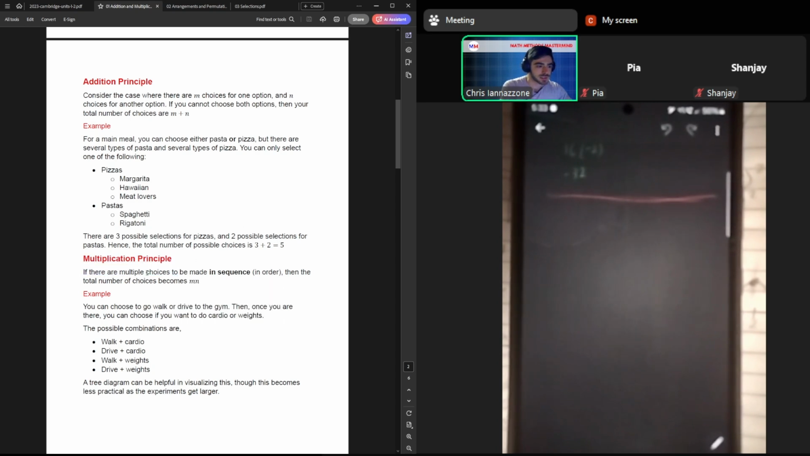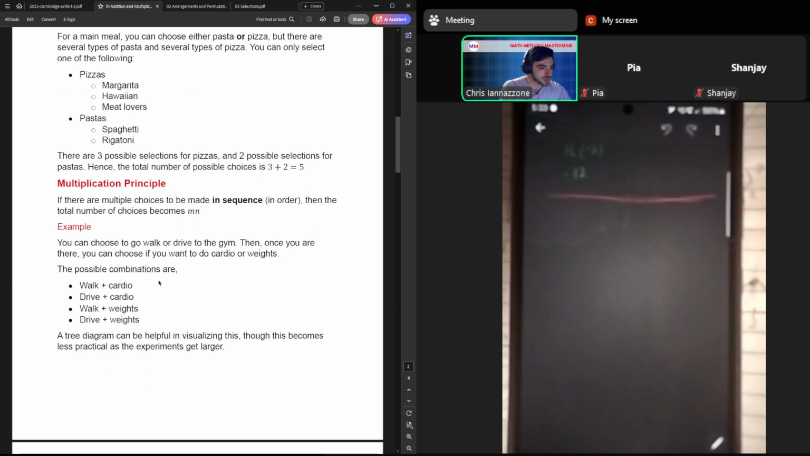Multiplication principle is what you use when choices are made in sequence. So even if we went back to this original example, and we assume that you had to order a pizza and a pasta, you would have 3 choices for pizzas multiplied by the 2 choices for pastas. So you'd end up with 6 possible outcomes rather than the 5 from before.